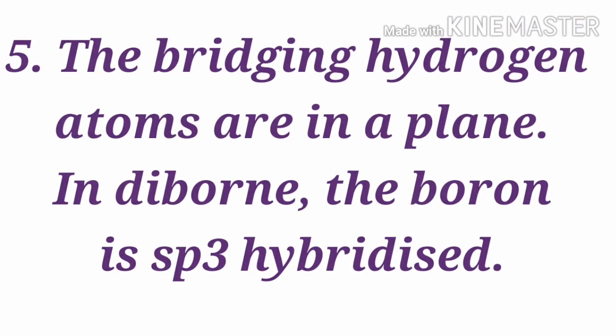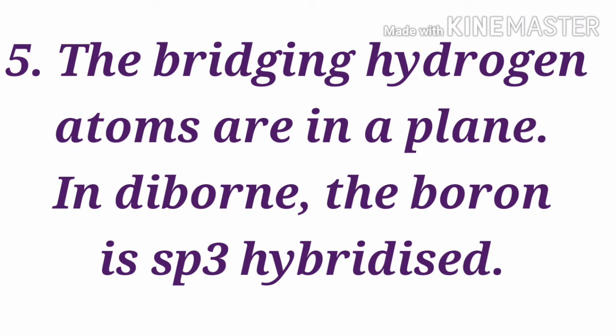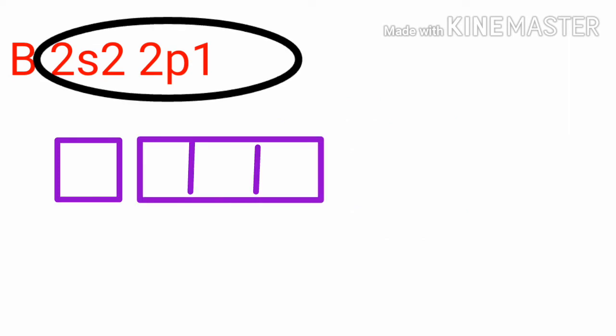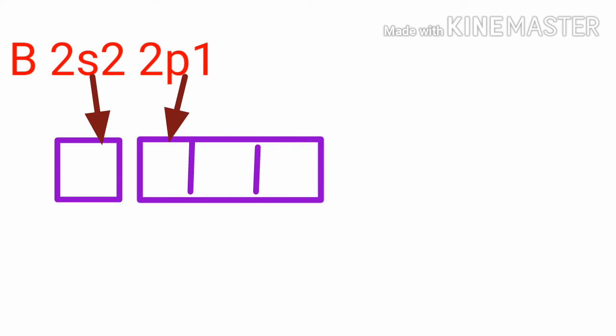Point number 5. The bridging hydrogen atoms are in a plane. So the boron is sp3 hybridized. See the valence shell 2s2, 2p1 in the boron atom. The s orbital will contain 2 electrons. The p orbital contains only 1 electron. You see the diagram. There are 2 electrons in the s orbital, 1 electron in the p orbital.